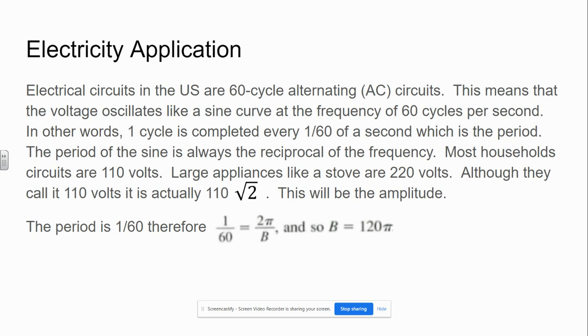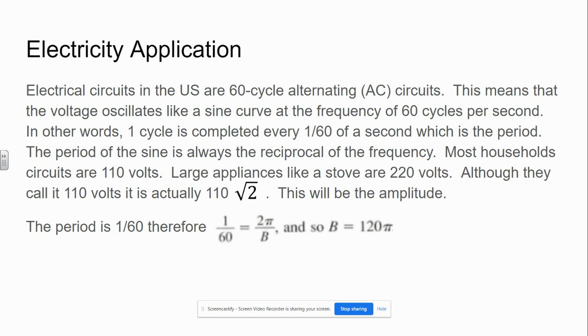Now, what you just had a test on, the periods of graphs and that type of thing, the frequency is just the reciprocal of the period. So if I said 60 cycles per second, the period would be 1 over 60. Now it's called 110 volts. Actually, more technically it's 110 times the square root of 2, but that doesn't sound as good when you're talking about it. So they just say 110, even though it's really 110 times the square root of 2.